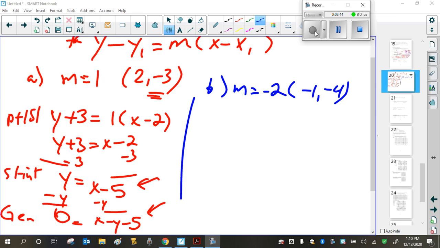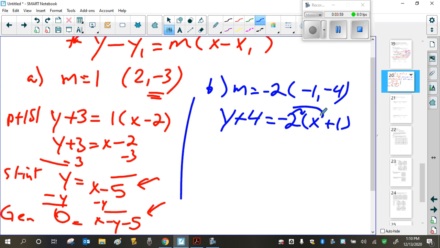Let's see how you did. We got y subtract y1. They're both negative, so y subtract negative is +4. Goes -2 times x plus 1 subtract -1. Now this has an extra step to it. Most of them do, where you distribute. And then, so that's point slope. I'm not going to write it down. That's point slope right there.